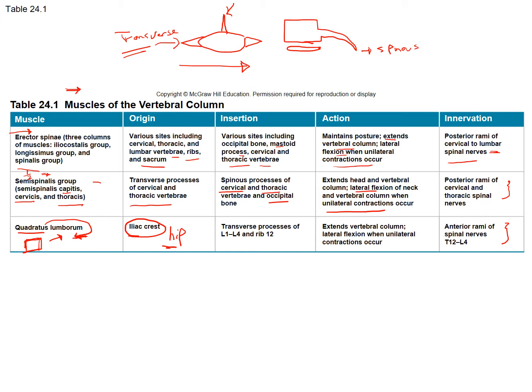Now, see, this is a transverse process, just for you to remember. So this is the body of the vertebra. There is a transverse process and a spinous process, okay? The insertion will be the transverse processes of L1 to L4 and rib 12. Muscle action extends the vertebral column, lateral flexion when unilateral contractions occur. So that means this muscle action is what makes you walk straight on two feet, okay? That's why they call it erector, with the same muscle action.